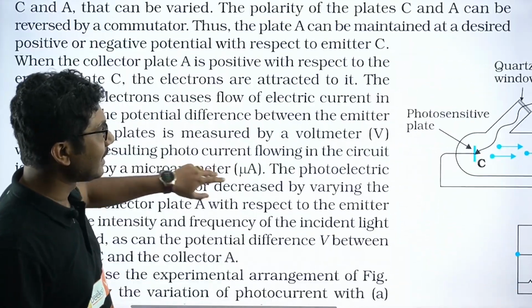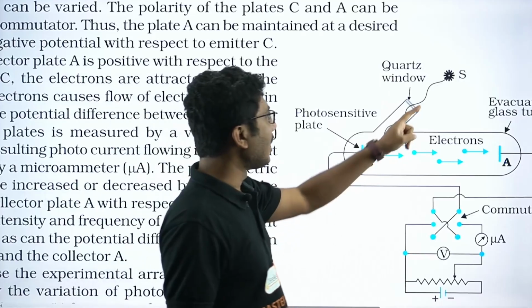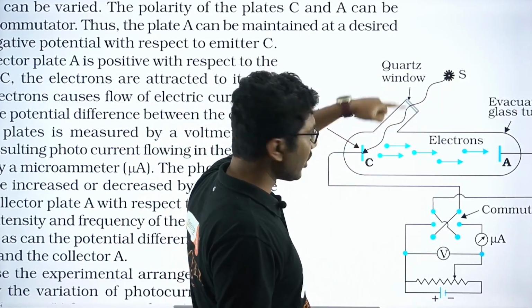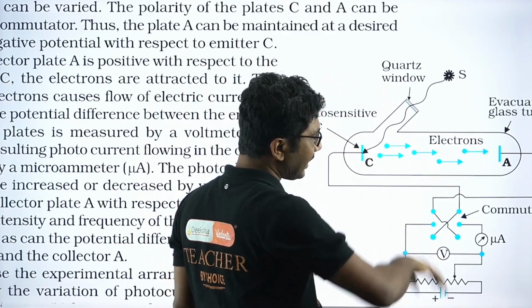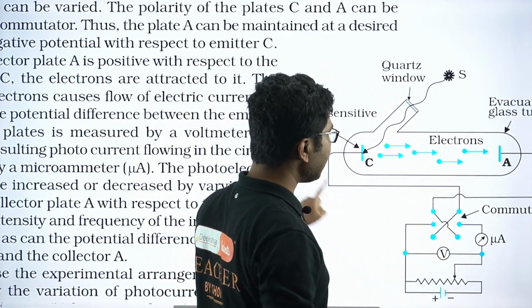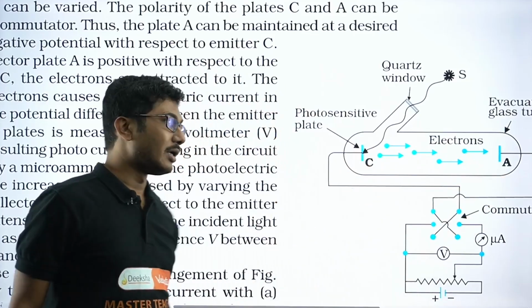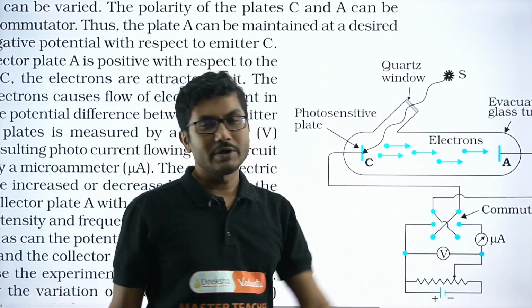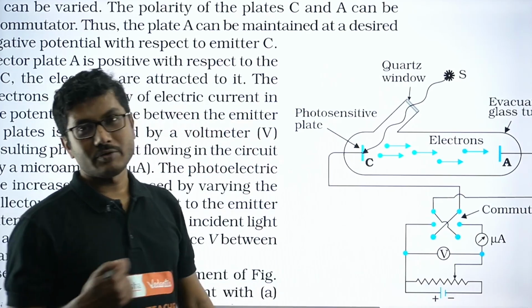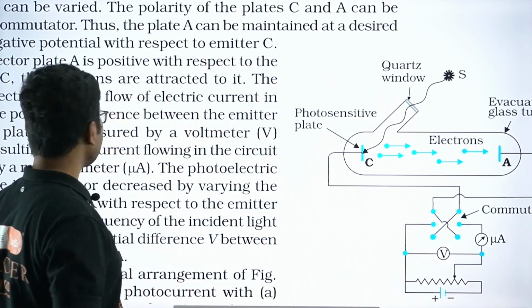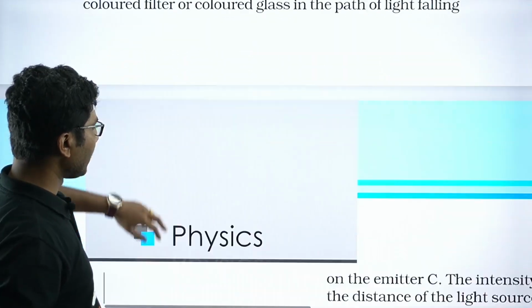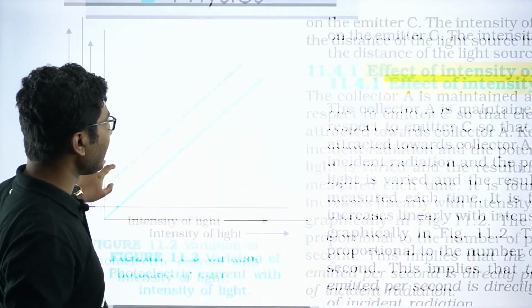And this is the experimental setup. They are shining some light over here. This is the source. This is a quartz window. Light is falling on the metal surface and electrons are emitted, and they are collecting the electrons on this side. That's how they know that if the current is flowing, then electrons are flowing. If the current is not flowing, there are no electrons flowing. So this is the experimental setup. If you want, you can read it; the experimental setup is not super important.